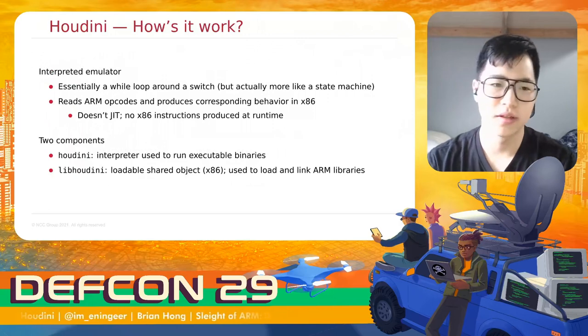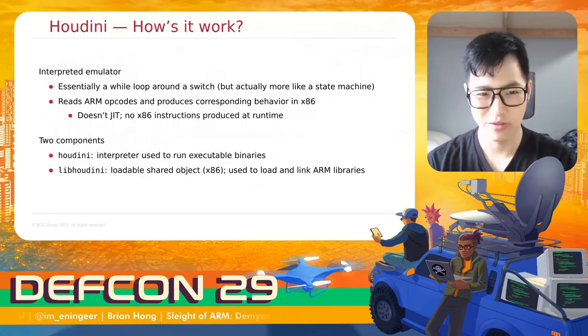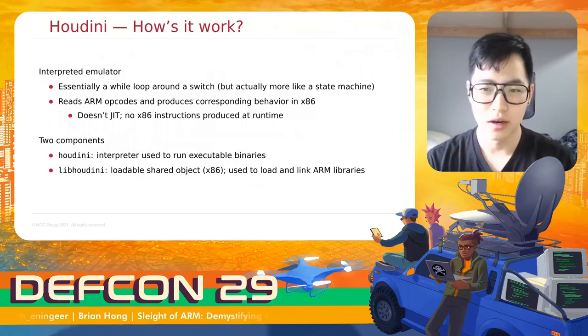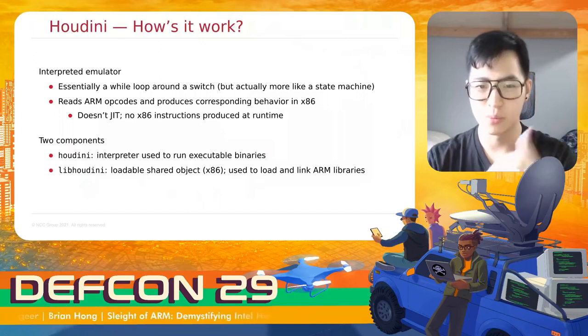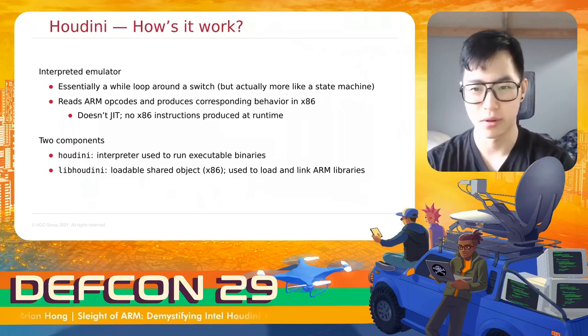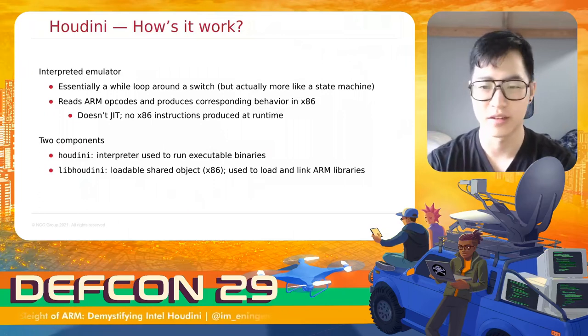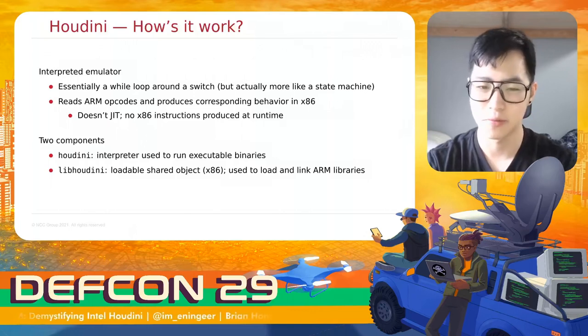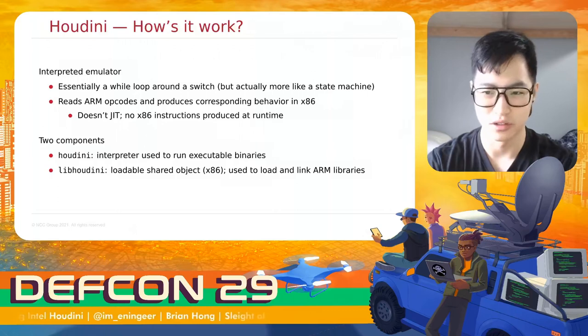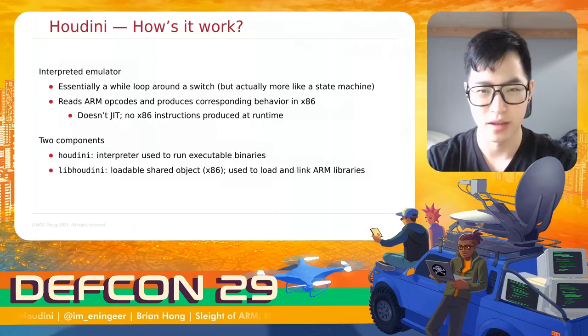Okay, so how does it work? Houdini is basically an interpreted emulator for ARM instructions. What that means is there's a loop reading ARM instructions, the opcodes, and it produces a corresponding behavior in x86. I just want to make clear that it does not do just-in-time compilation. It doesn't translate or output any x86 instructions. It reads the instruction and then does the behavior.